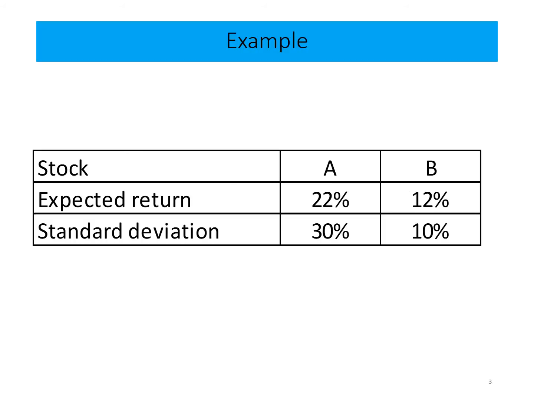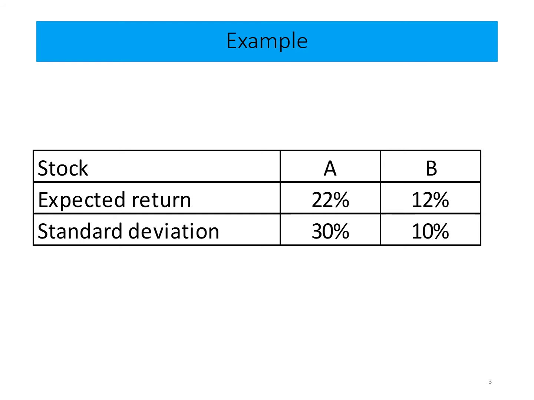Let's have an example. Assume we have a choice to invest in stock A and B. The expected return is 22% and 12% for stock A and B respectively. The standard deviation for stock A is 30%, and the standard deviation of stock B is 10%. Stock A has higher risk and return as compared to stock B. If I invest in A, I face a higher risk. If I invest in B, I experience lower risk.